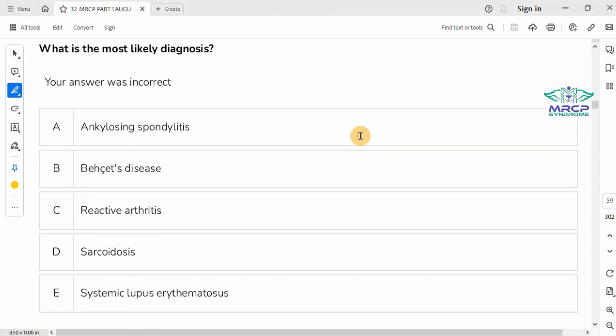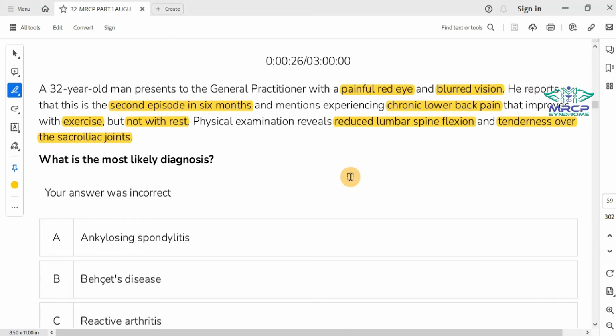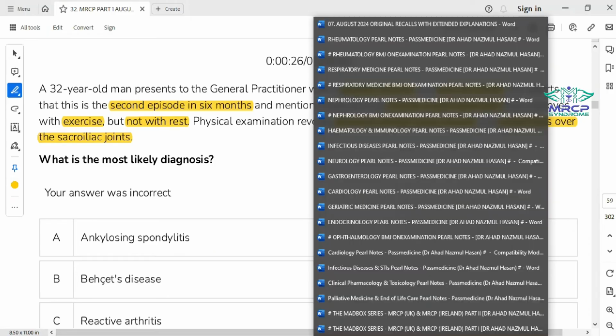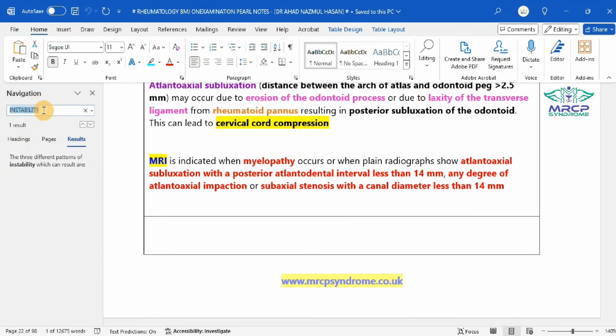Ankylosing spondylitis, Behçet's disease, reactive arthritis, sarcoidosis, or SLE? Ankylosing. So this is ankylosing spondylitis, with limited lateral and forward flexion of the lumbar spine. This is the classic description commonly encountered in the MRCP exam. So limited lateral and forward flexion of the lumbar spine is ankylosing spondylitis unless proven otherwise. Ankylosing spondylitis.